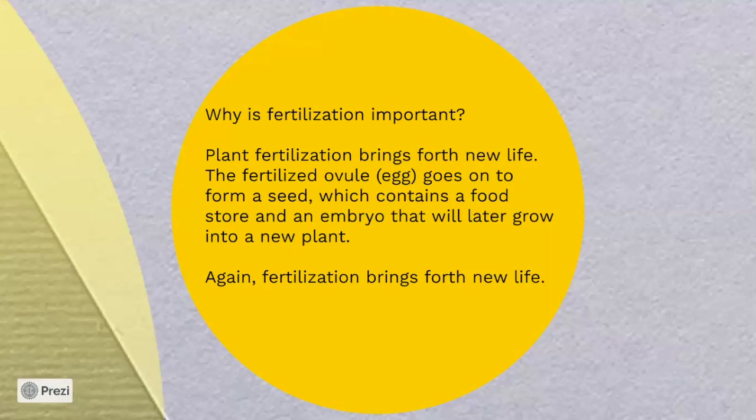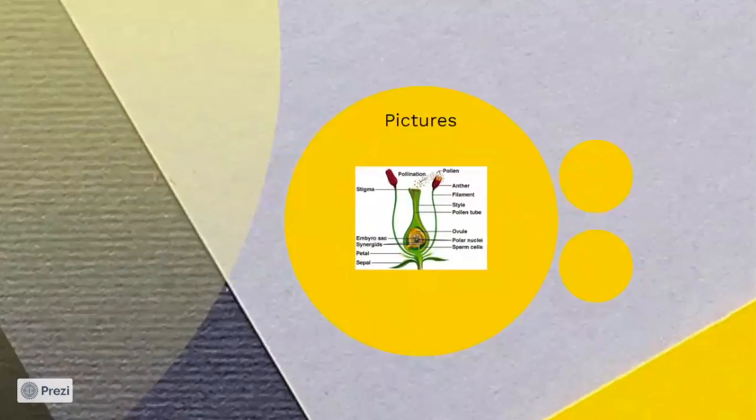So, plant fertilization is important because it brings forth life. All right? The egg that is fertilized down the pollen tube through to the ovary goes to form a seed, which contains food. And that plant baby will grow into a new plant. And that is fertilization. Fertilization brings forth new life.